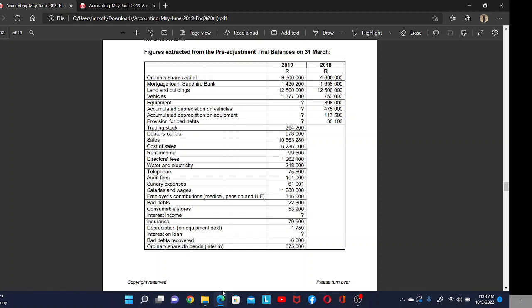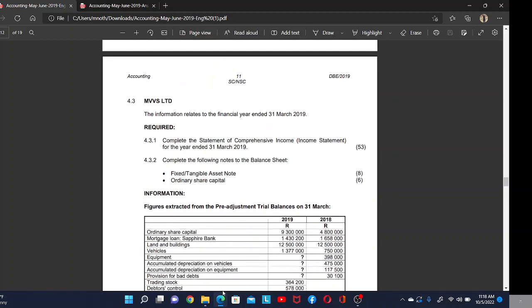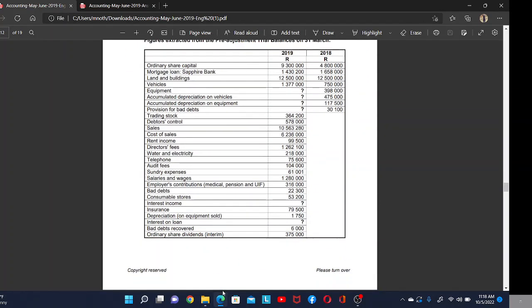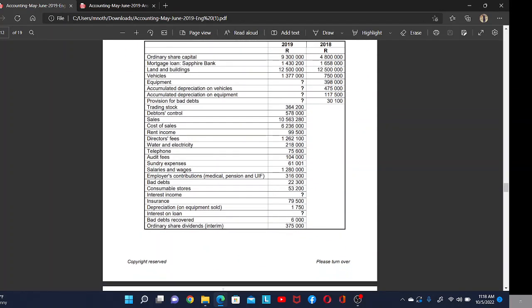Good day. Today we are going to learn about the income statement. So we are told to complete the income statement for the year ended 31 March 2019. Okay. So we have the sales, which is 10 million.